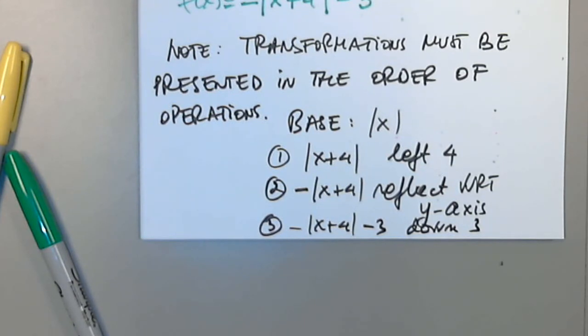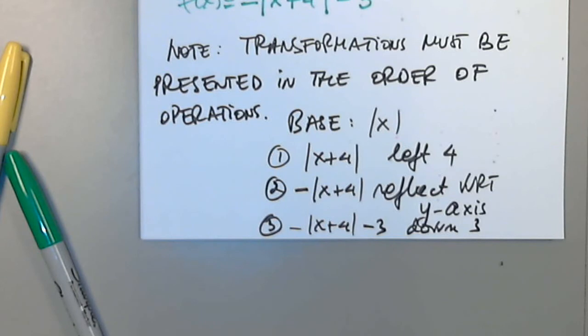So before we even graph this function, let's just think for a moment. So I have the absolute value of x. Again, where do I go with it first? I go to the left 4. And then what do I do? Flip it. Reflect. And then what do I do? Down 3. I don't have to graph it. I know how it looks, right?